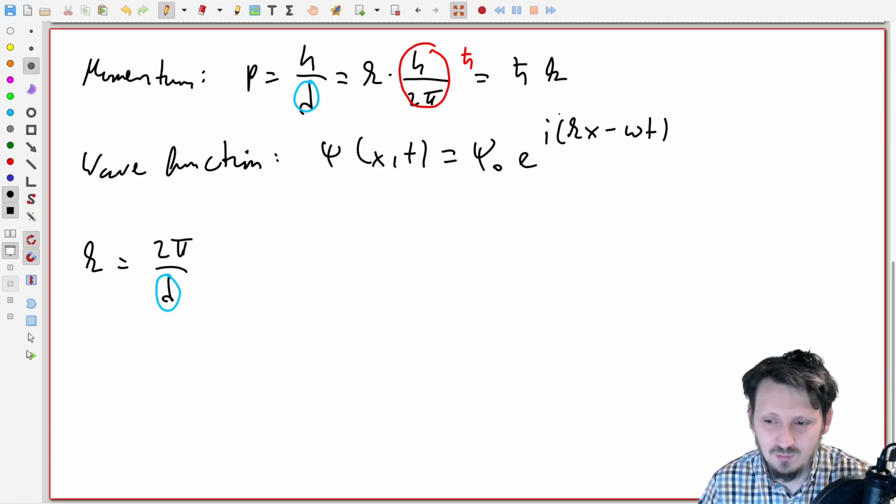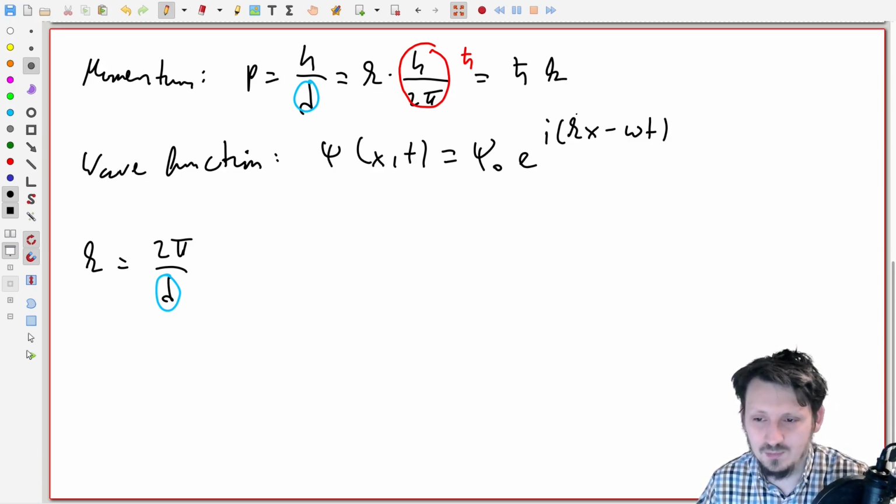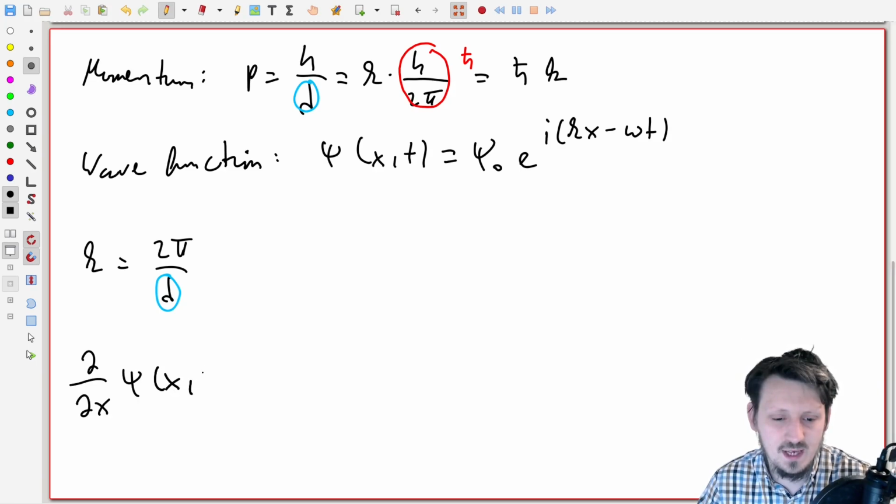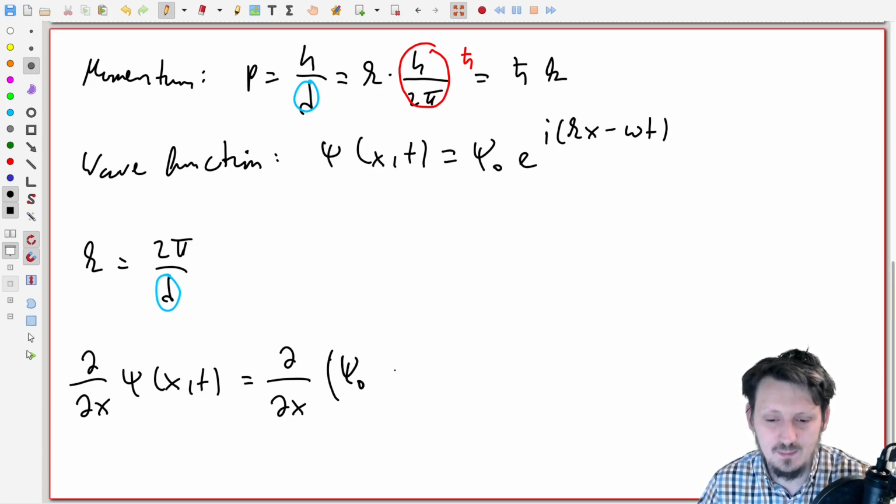So what we have to do, we have to actually calculate the derivative of our wave function with respect to x, and then our k can be taken out, just because taking the chain rule of differential calculus into account, and then in this case our k can be isolated. So let's do that. So let's calculate d over dx of psi of x,t, which is of course equal to d over dx of psi 0 times e to the power i(kx minus omega t).